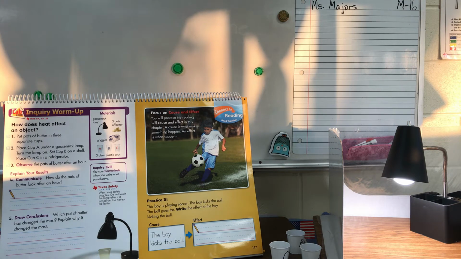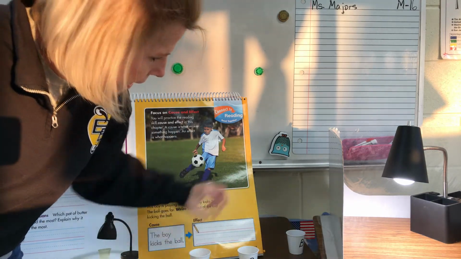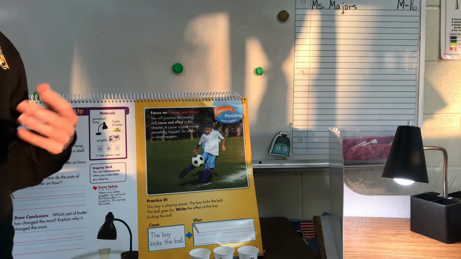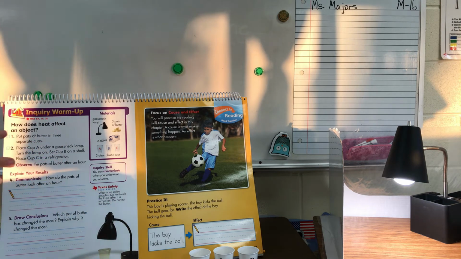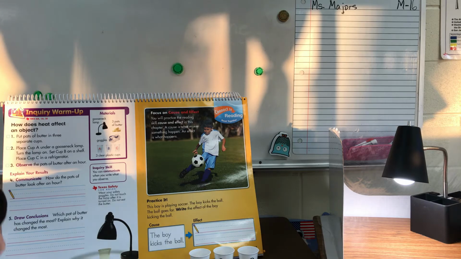So we are going to put some pats of butter in 3 different cups. I have A, B, and C. And then we're going to put one in the windowsill, one in the refrigerator, and one under this heat lamp over here. And we're going to check our results in about an hour. So we're going to observe what happens to the butter, okay? And if you want to make a prediction about what you think might happen with A, B, and C, then I would love that. Okay, so let me get our butter.